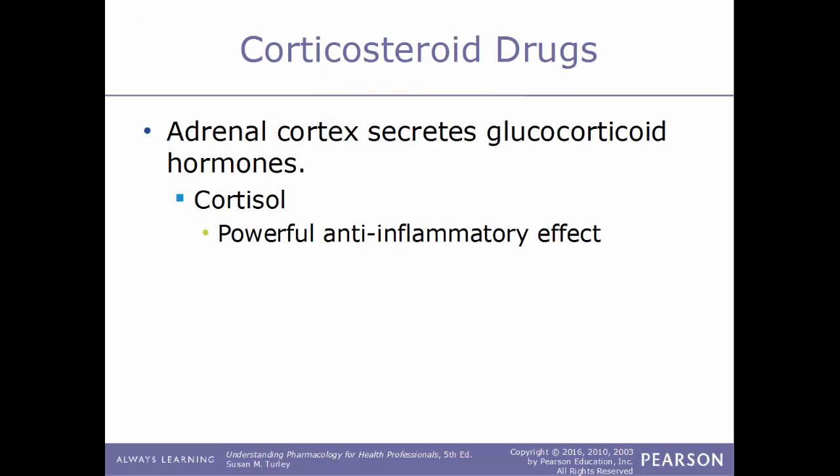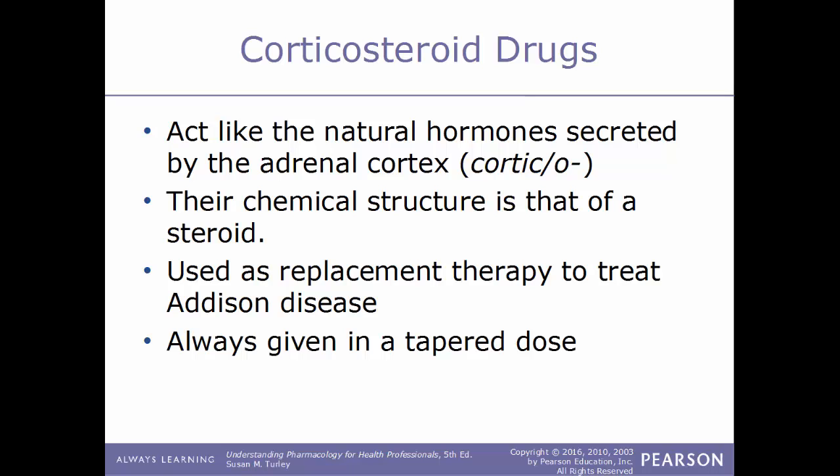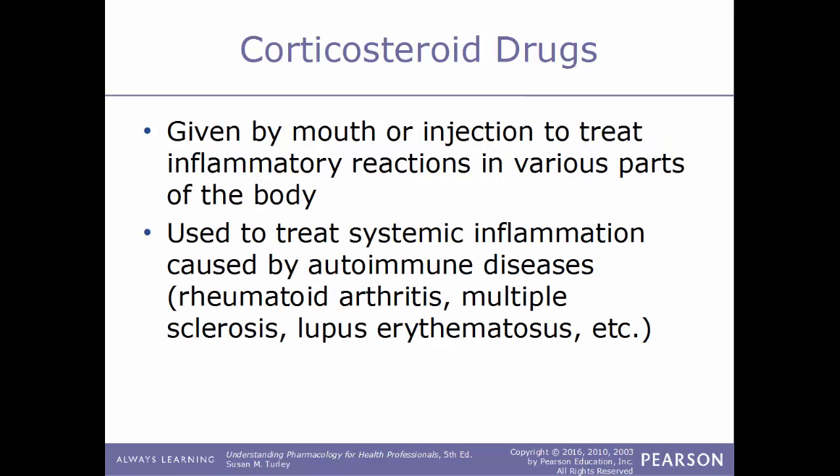Alright, now we'll talk about corticosteroid drugs. The adrenal cortex is what secretes glucocorticoid hormones. An example of this is cortisol, which has a very powerful anti-inflammatory effect. These drugs act like the natural hormones secreted by the adrenal cortex, and their chemical structure is that of a steroid. So that's why you have the name corticosteroid, because it comes from the cortex and is a steroid in structure. These drugs are used as a replacement therapy to treat Addison's disease. These are always given in a tapered dose. They can be given either by mouth or by injection to treat inflammatory reactions in various parts of the body.